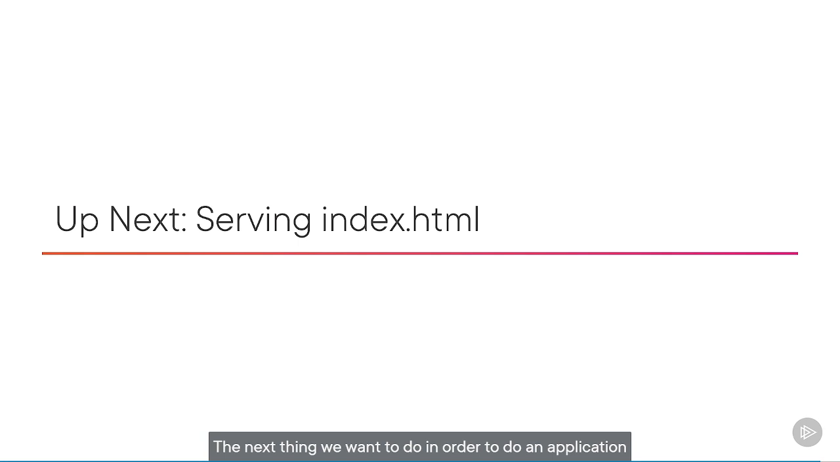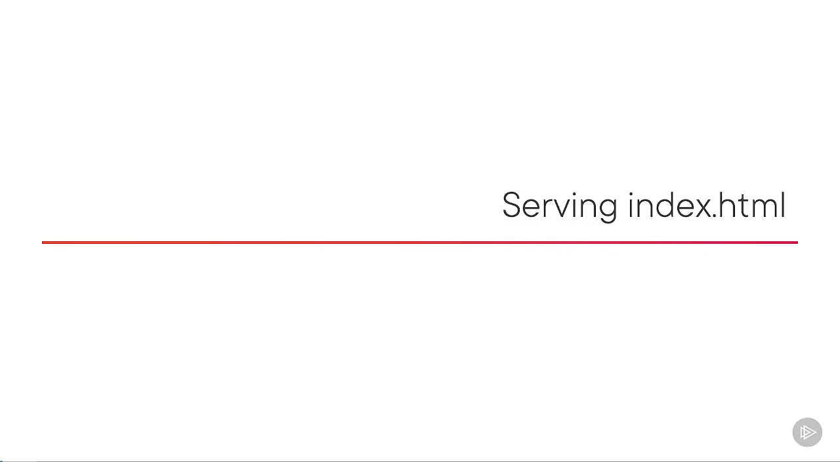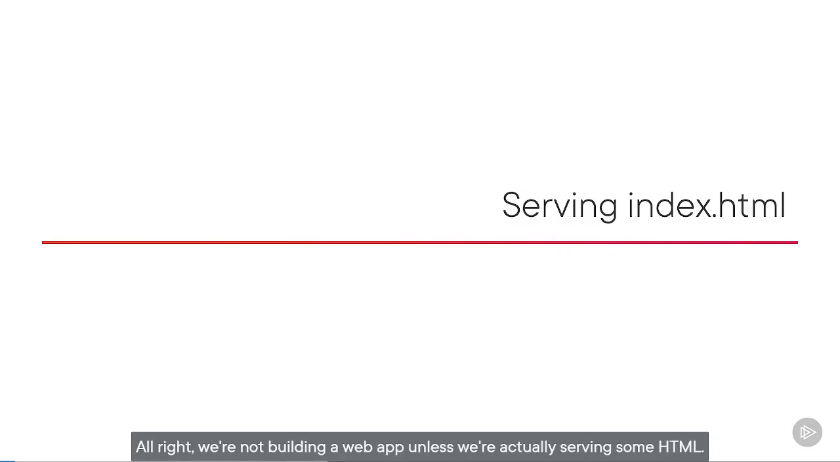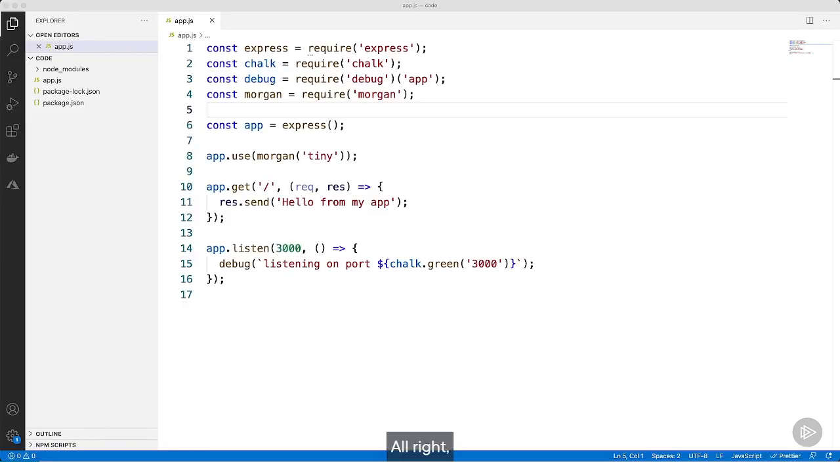The next thing we want to do in order to build an application is spit out an index.html. So let's start figuring out how to render an HTML page as part of our Express app. All right, we're not building a web app unless we're actually serving some HTML. So let's take a minute and learn how to serve an index.html page for our web app. What we're going to do here is just create an index.html and serve it the way it is. We're not adding anything custom to it yet.